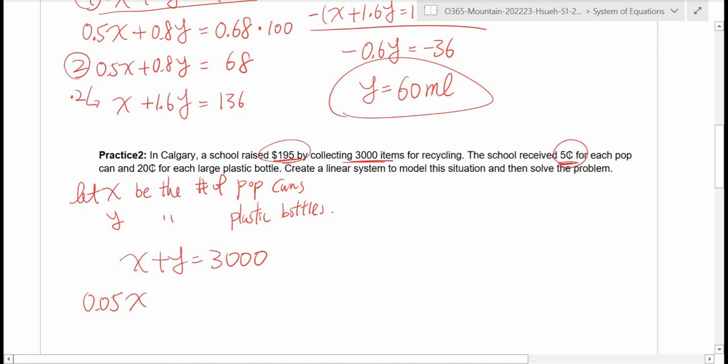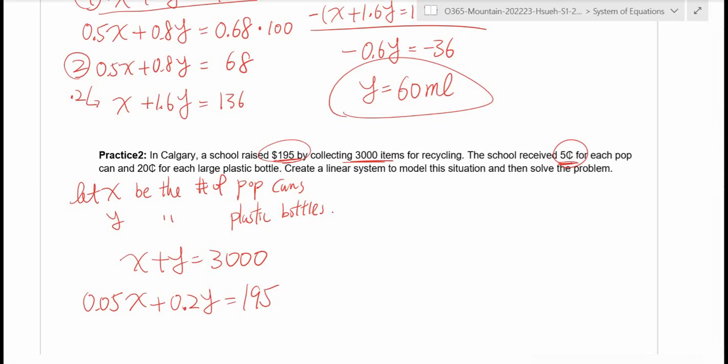So if you multiply 0.05 with X, that tells you how much money you get from those pop cans that you recycled. Plus $0.20, right? So for the 20 cents times Y, and that should give you the $195. Okay, so now from here, again, I can simply multiply.